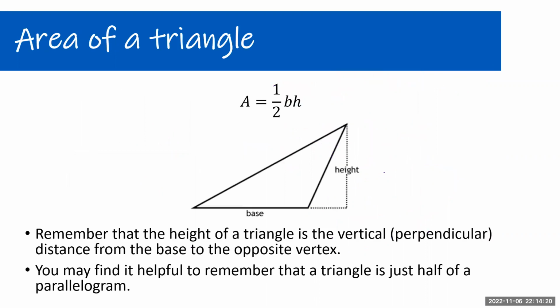Now, we've talked about parallelograms, we've talked about trapezoids. Now we need to talk about triangles. When we talk about the area of a triangle, we're still talking about base and height, but now we have 1/2 times the base times the height. Okay. The height of the triangle has to be the vertical or perpendicular, if you want to talk about right angles, distance from the base to the opposite vertex. Okay. So the height is going to be that tallest vertical distance from the base to the very tippy top.